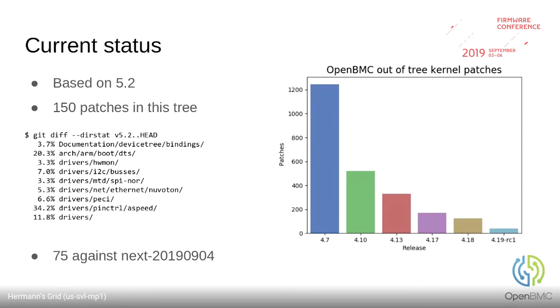So the current status. We're currently based on 5.2, which is the current release kernel, at least for one more week, when 5.3 will come out next weekend. And we've got about 150 patches in the tree. They're all over the place. Most of them are in device trees, so we've got a whole heap of lines of code for the new SB2600 and a whole heap of lines of code for the new Vuitton device trees that aren't upstream yet.